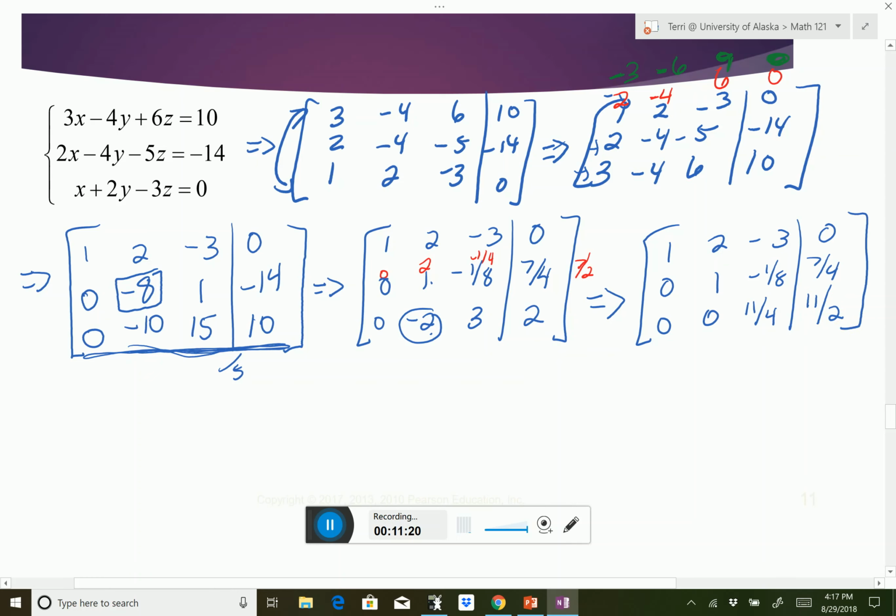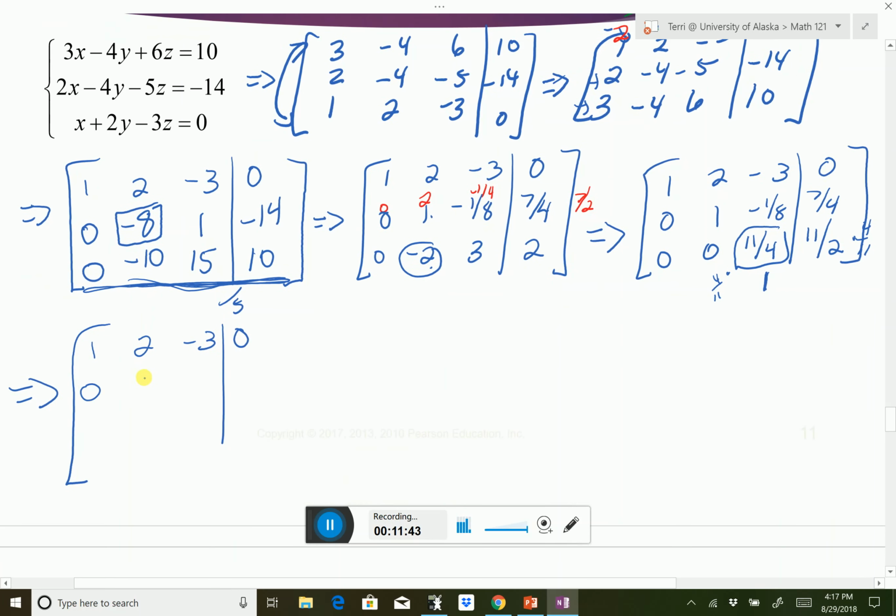So now we need to make this a 1. So in order to make this a 1, I need to multiply everything by 4/11ths. Well, this is going to come out nice. Okay. So keep the first the same. Keep the second one the same. The third one becomes 0, 0, 1. The 11s cancel. 4 divided by 2 is 2.